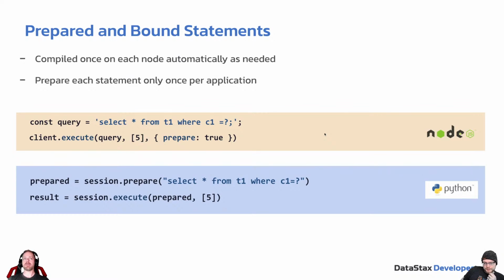How do you prepare a statement? You create your statement in a query, whether it is in a query variable like you see in Node. You don't have to call it query. You can call it whatever you want. But you just create a statement in a variable that stores that statement. You pass that to client.execute, and then you just tell it prepared is true. That's it.